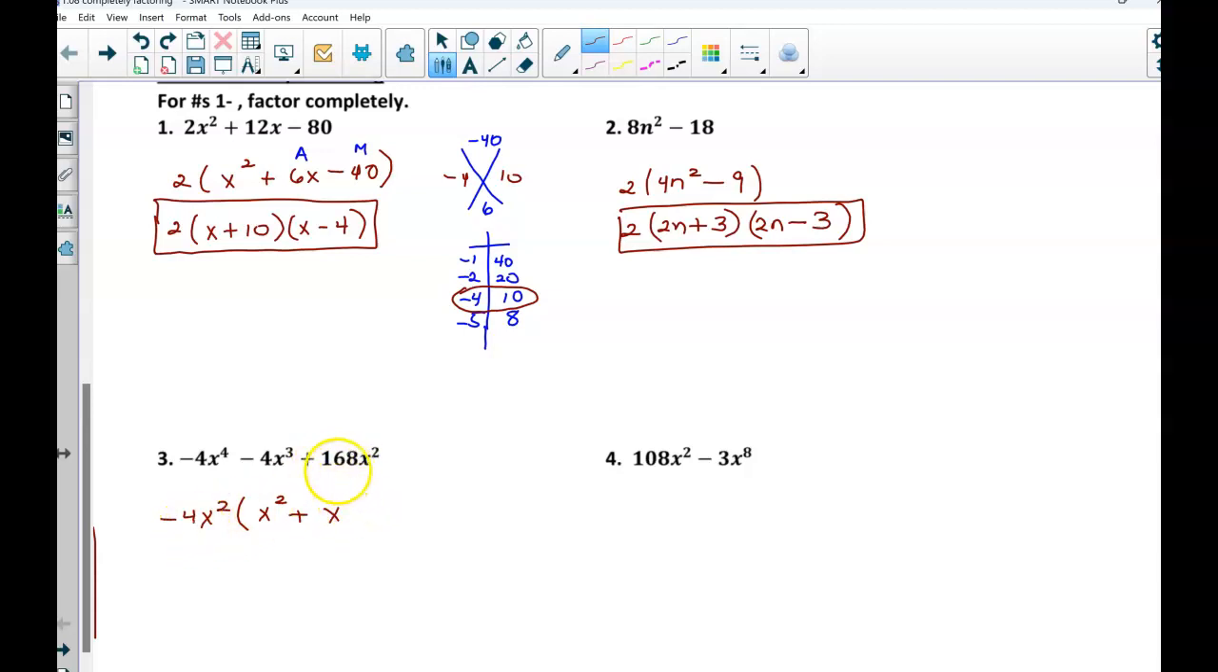168 divided by negative 4 is going to be a negative. 16 divided by 4 is 4, 8 divided by 4 is 2, x squared divided by x squared is 1.